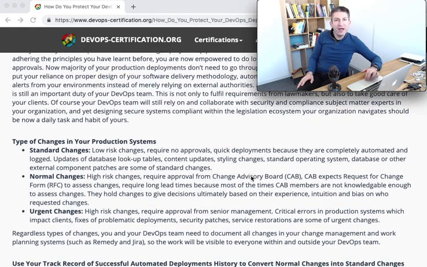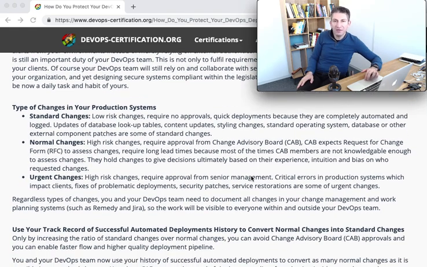Now let's discuss types of changes in your production systems. So maybe I should say the last thing first, to make sure that these concepts will make sense to you, because our lesson is not about teaching you the types of changes in the IT ecosystem. I assume you are already familiar with them.